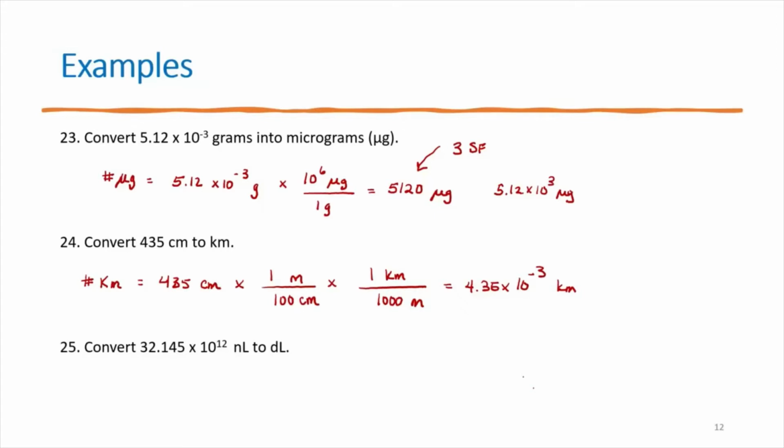And lastly, convert 32.145 times 10 to the 12th nanoliters to a deciliter. I know nanoliters are pretty small. This is a pretty big number here, so I expect the number to get smaller than a deciliter. Deciliter is times 10 to the negative 1. Nanoliter is times 10 to the negative 9 compared to a liter. So I want to know a number of deciliters.